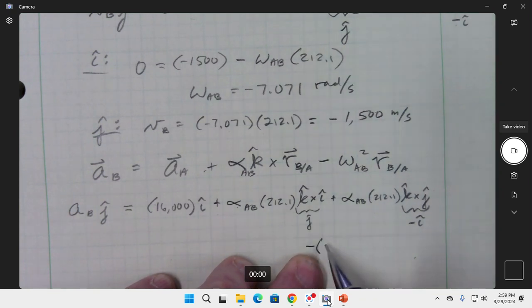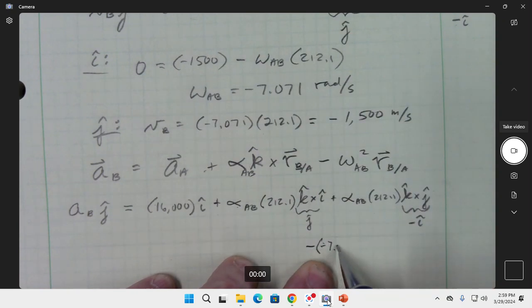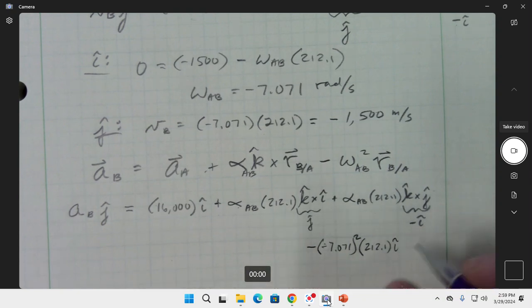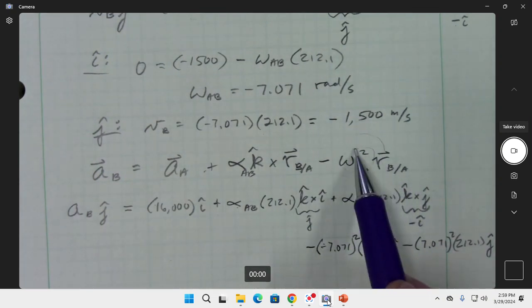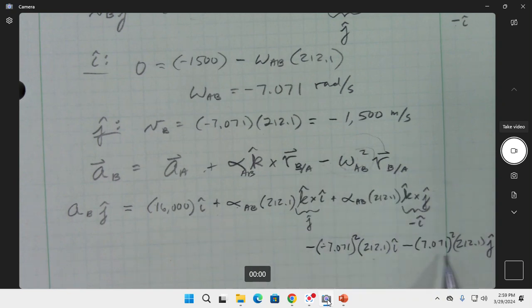Minus, we don't need to put a negative sign in there. We could, but it doesn't really matter because we're squaring it. And 212.1 I minus 7.071 squared 212.1 J. Remember, we don't have to cross product this one. This is just this negative times this value squared times this thing right there, and just put them right in there.